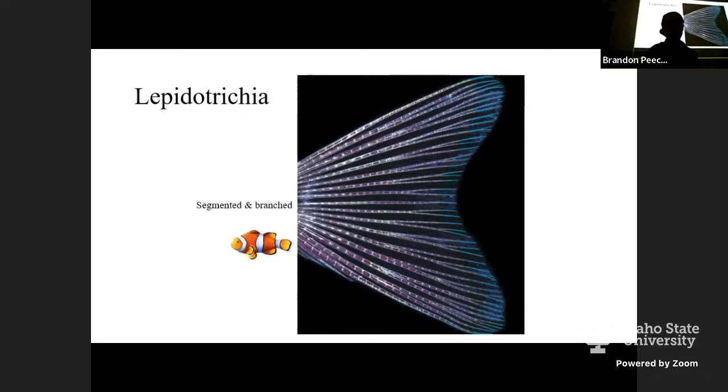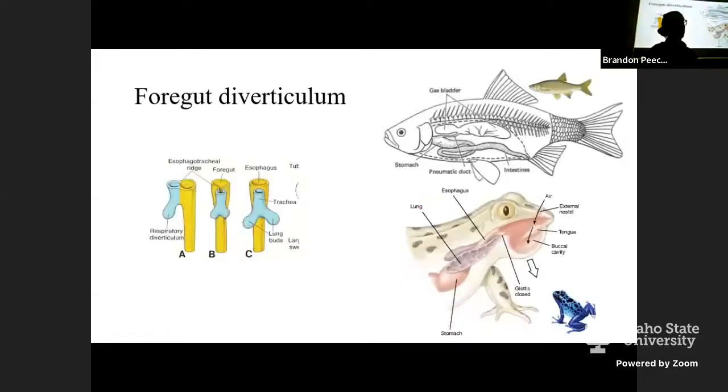Lastly, but absolutely not least, this is probably the best one, even though it's going to be stupid for you to write it. I'll let you write it before I talk about it. The foregut diverticulum. So this is some soft tissue anatomy, some internal anatomy that unites all bony fishes, all osteichthyans.